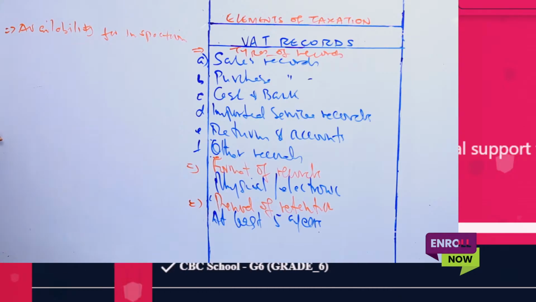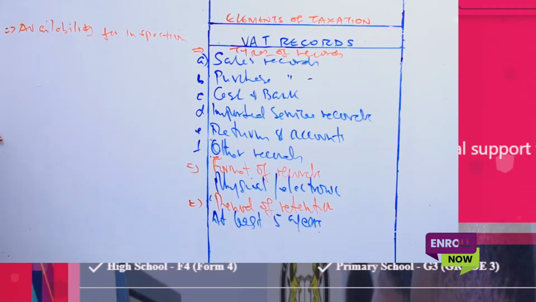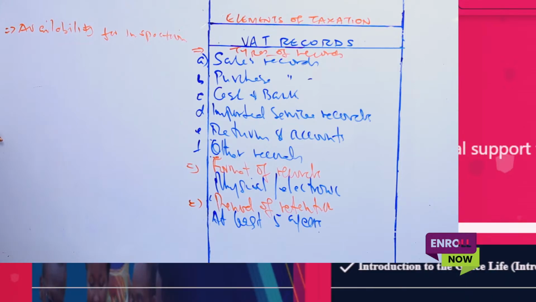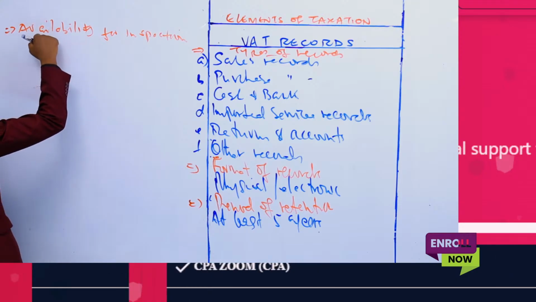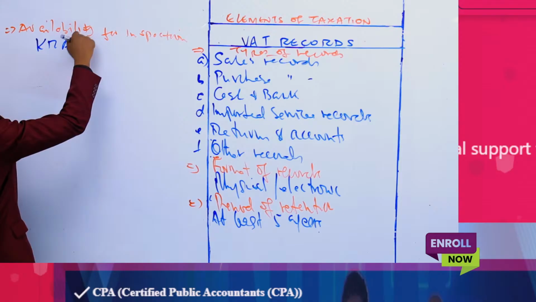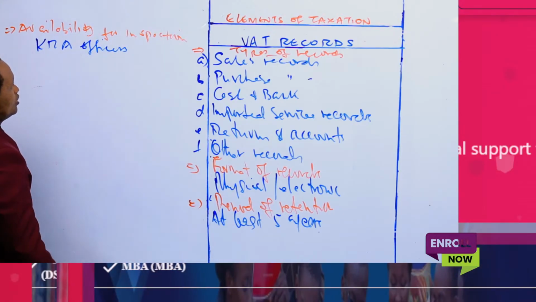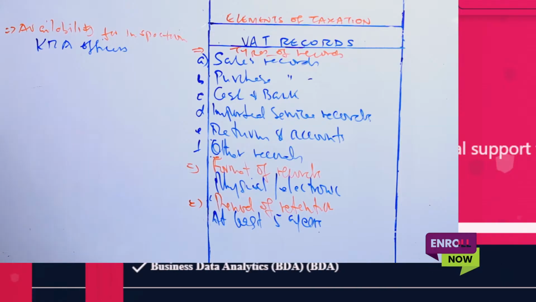These records, again, candidates, should be kept in Kenya and should either be in English or Kiswahili languages. You understand? The records should be available for inspection by KRA officials upon request. The records should be kept in such a way that it's easy to inspect, for example, having them organized chronologically.